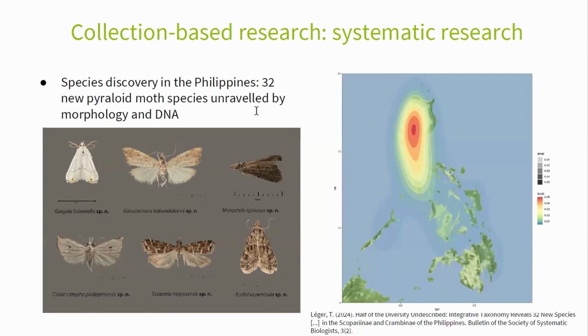This is the kind of research that we can do with collection specimens: what we call groundwork research, which is mapping and naming the diversity that is out there, especially in the tropics, where most of it is still undescribed. So that is one of the first options to use collections.